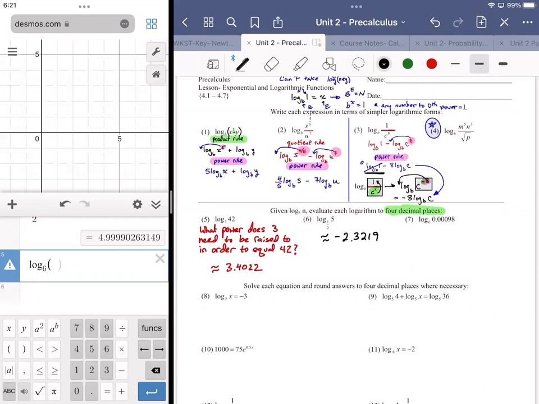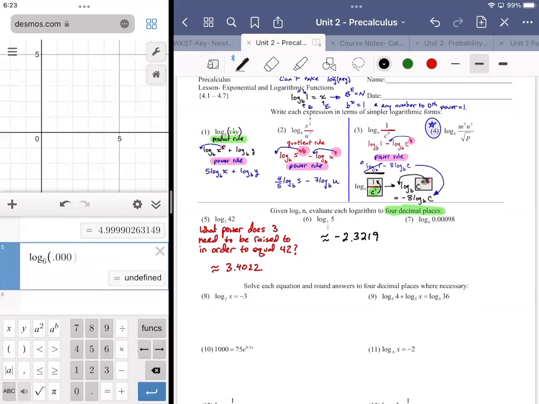All right. So 0.00098. And so approximately -3.86666.